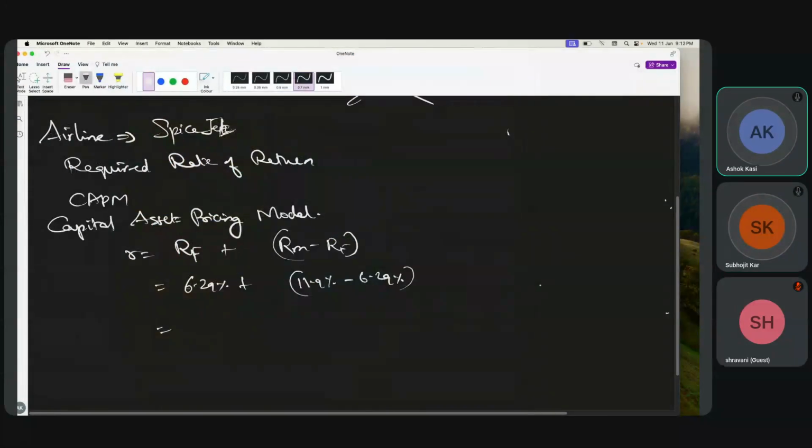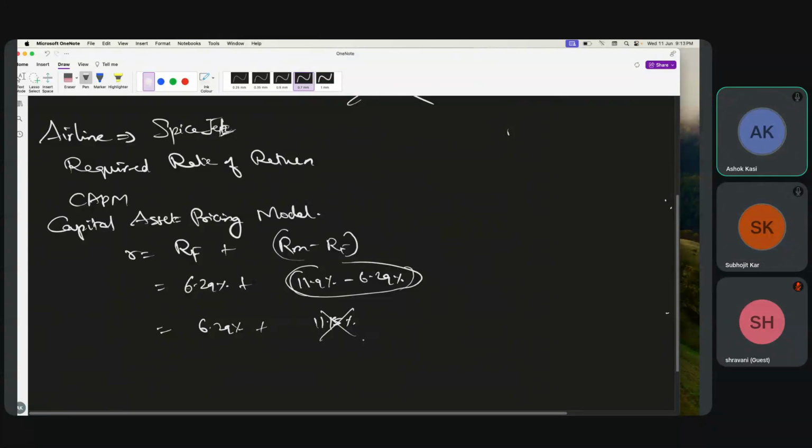So how much are you getting when you do it like that? It's coming to 0.1115, so 11.15 percentage, is it? Yes, 11.15. Right, so this is wrong. You should not do it like this.